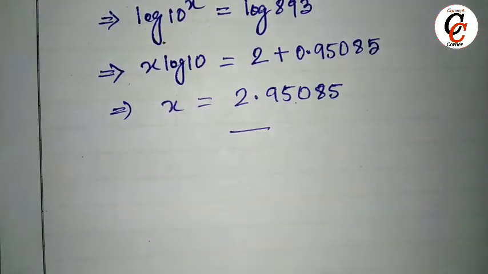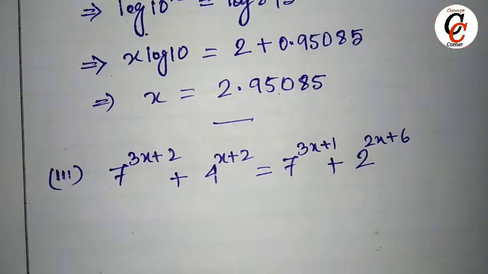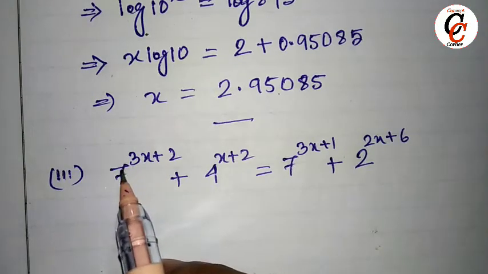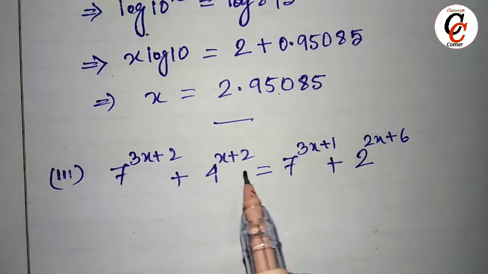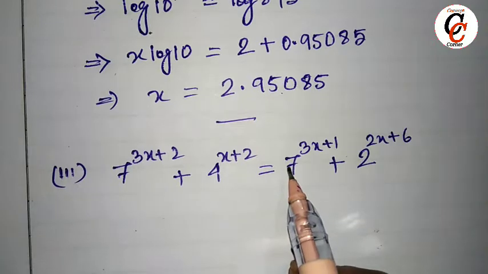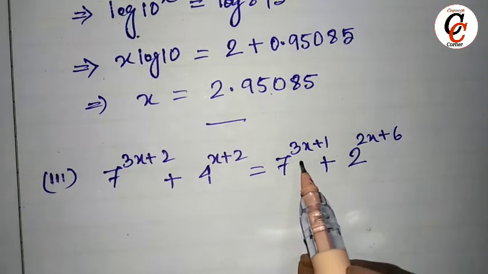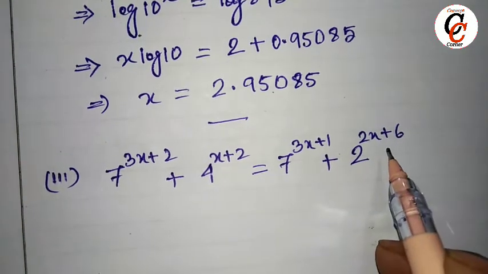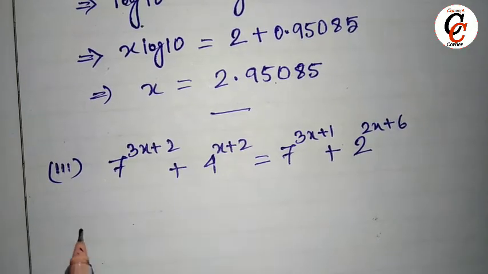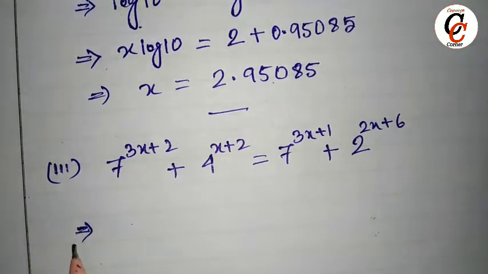Next number is given. Next we'll see number 3. Number 3 is 7 to the power 3x plus 2 plus 4 to the power x plus 2 equal to 7 to the power 3x plus 1 plus 2 to the power 2x plus 6. So first of all we have to simplify it. So how will we simplify?